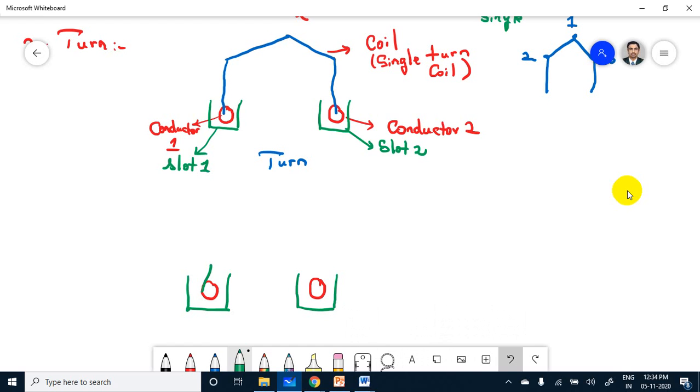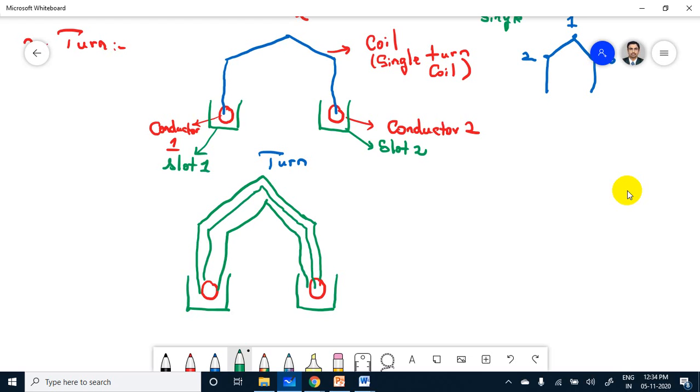X of n, we discussed that in the first class. So x of n is equal to summation k is equal to, so like this we have to draw, x of k. The shape is not coming properly. e power minus j k omega naught, e power minus j k omega naught.